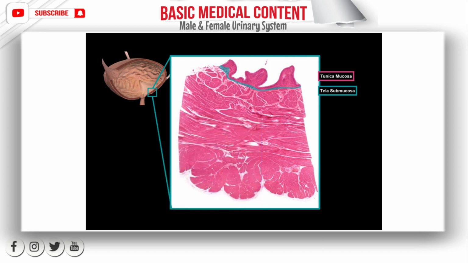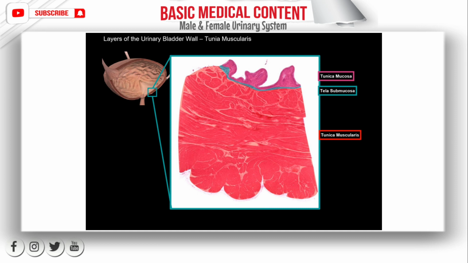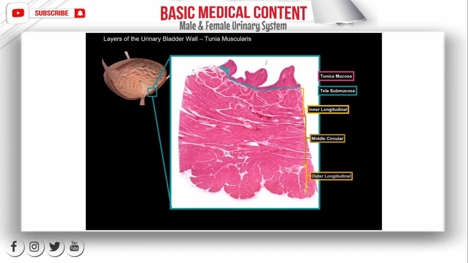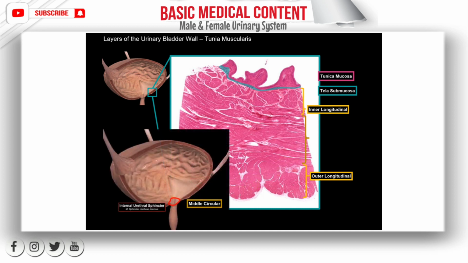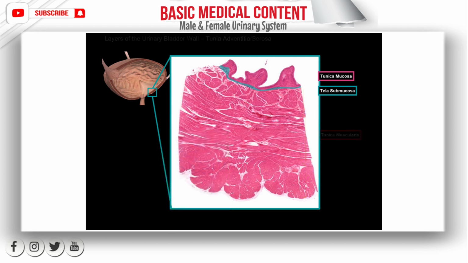Next is the tunica muscularis, which is this thick layer. And it's thick because it consists of three muscle layers. It has an inner longitudinal layer, a middle circular, and an outer longitudinal layer. The middle circular is going to form a sphincter at the urethral orifice called the internal urethral sphincter. So that is the tunica muscularis.